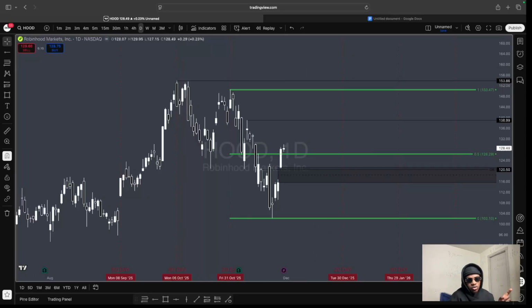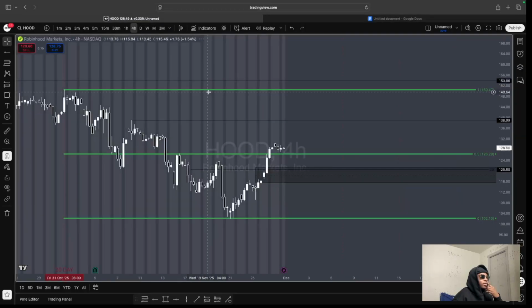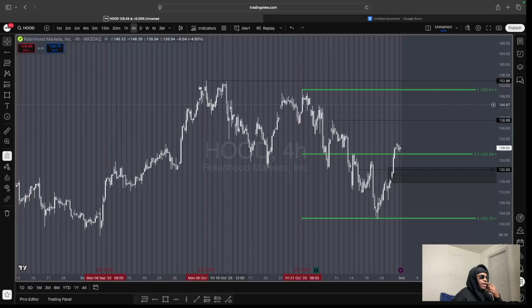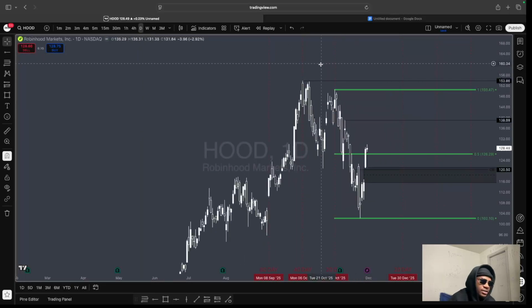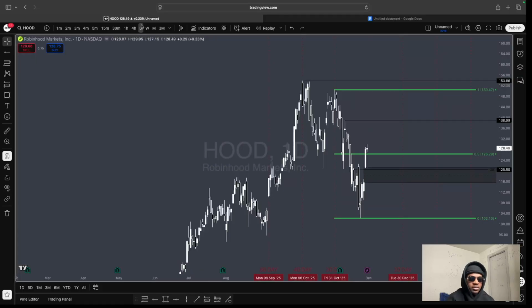Another key thing is too when you're marking out these PD arrays, sometimes pre-market, let me see an example. It didn't do it, but sometimes pre-market I might mark out a high and then look at the 4 hour, because when it comes to pre-market the high might have already got taken out. So I'll go to the 4 hour to look at if the high already has got taken out or not, because the daily won't show it.